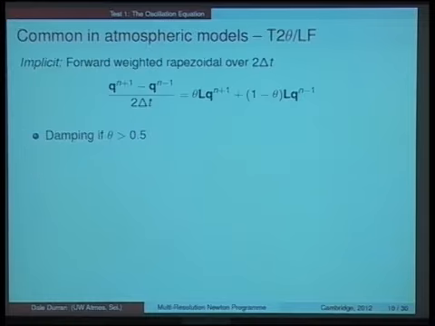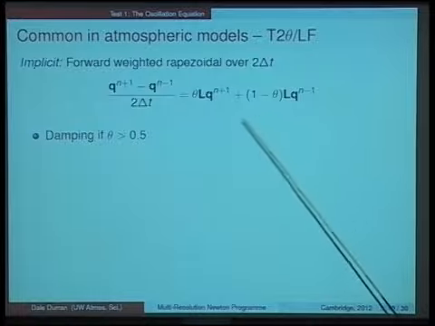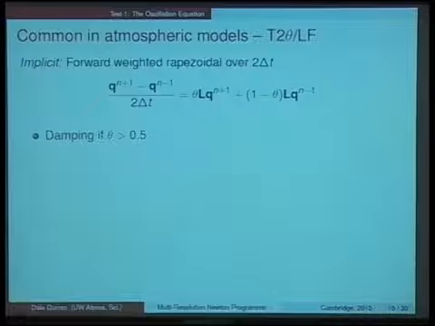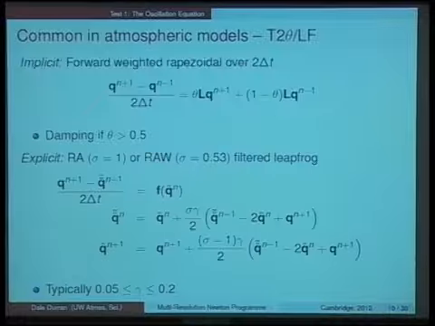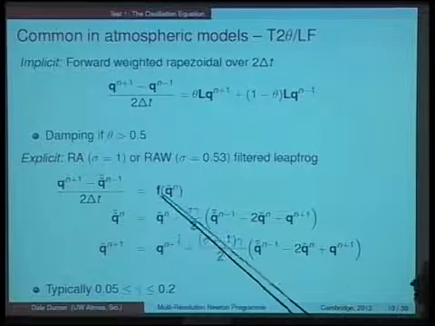Okay, so what's more common in actual practice is this forward biasing of the trapezoidal implicit part over the 2 delta t step, and then something is done in the way of filtering, and we heard about this yesterday, of the leapfrog scheme.